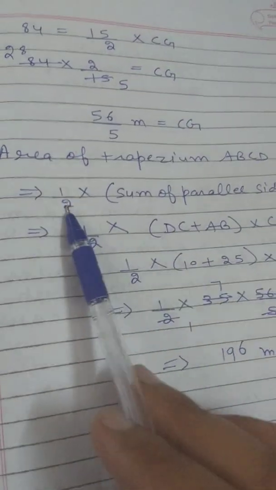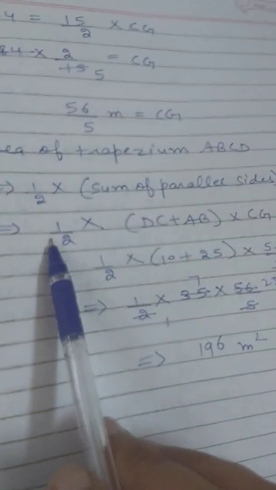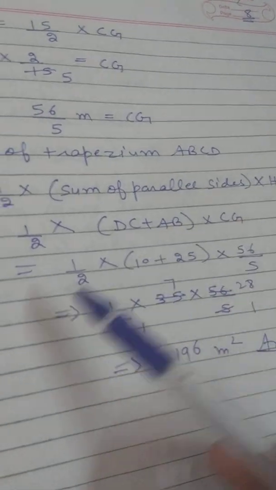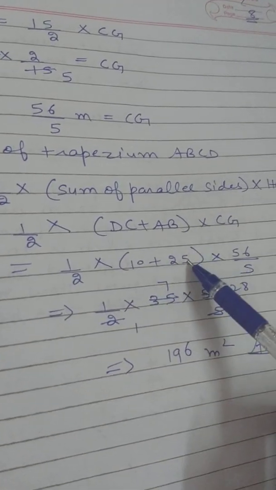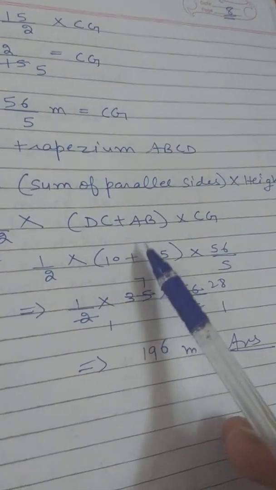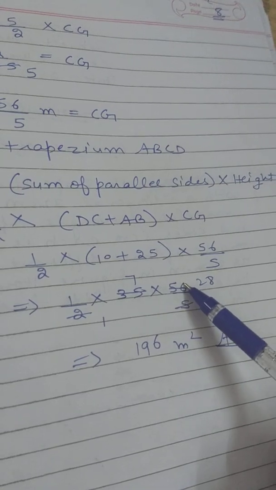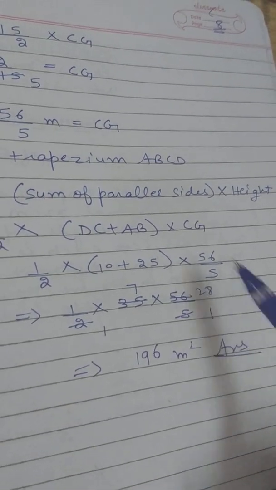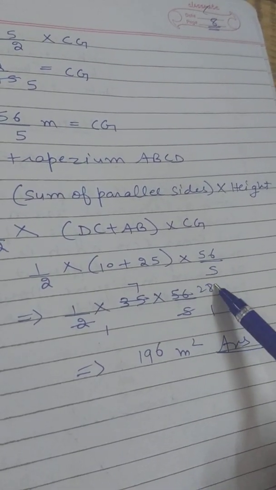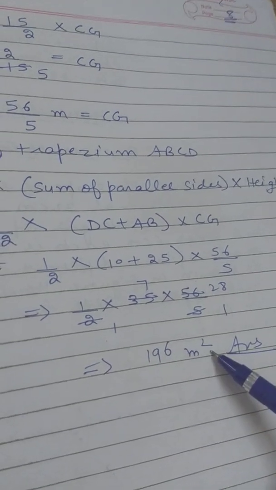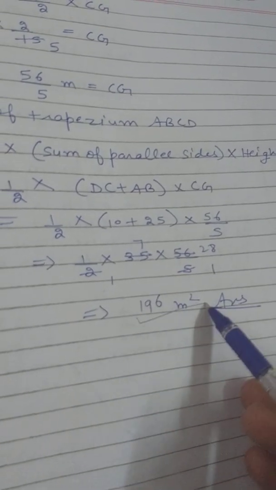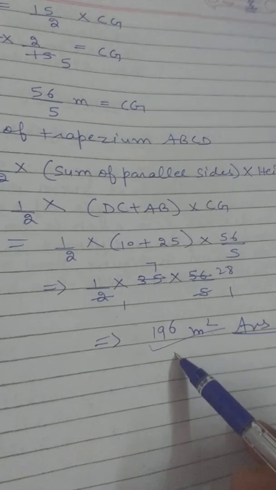Area of trapezium ABCD is 1 by 2 into sum of parallel sides into height. 1 by 2 into DC plus AB into CG. 1 by 2 into DC is 10, AB is 25, into CG. CG is 56 by 5. 1 by 2 into 25 plus 10, 35, into 56 by 5. 5 1s are 5, 5 7s are 35, 2 1s are 2, 56 divided by 2, 28. 28 into 7, 196 meter square. Therefore, area of trapezium is 196 meter square. 196 meter square is your required answer. Thank you.